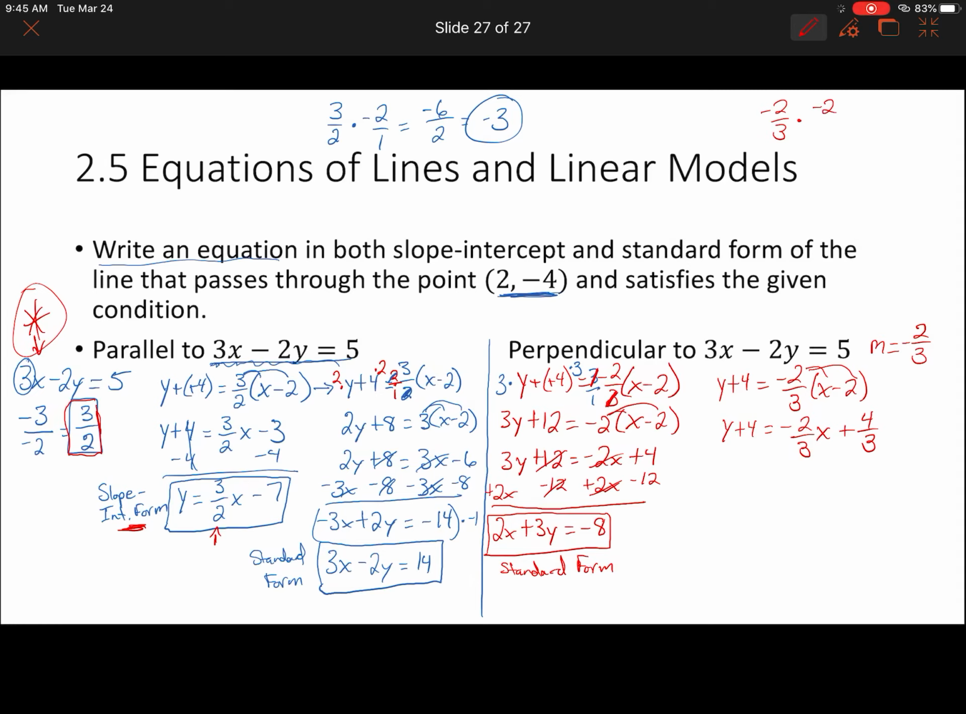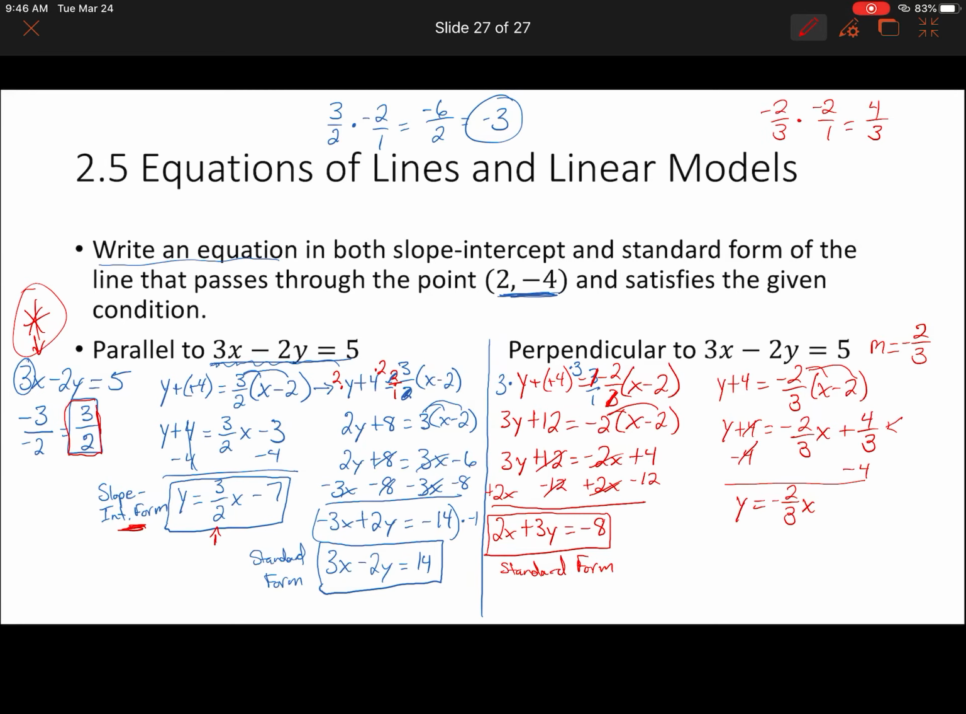Now, somebody says, well, how do you get 4 over 3? Well, again, if you need to take the negative 2/3 out to the side and multiply it by negative 2, again, we multiply straight across, we get 4/3. Okay, so that's how we get this number. Now, the last step to get this in slope-intercept form is solve for y. And so we're going to subtract 4. That way the 4's cancel, and we get y is equal to negative 2/3 x.